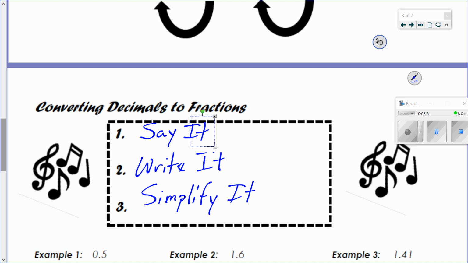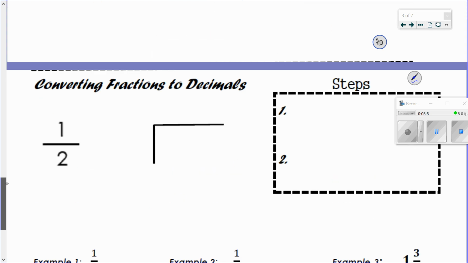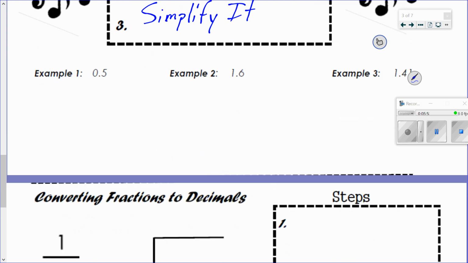Okay, guys, let's try that together. Everybody ready? Here's what we're gonna do. We're gonna say it, write it, simplify it. Got it? Everybody good? Okay, so let's practice doing that. First thing, guys, come on now, bring it back in. First thing we need to do is say it. So how do I say this?